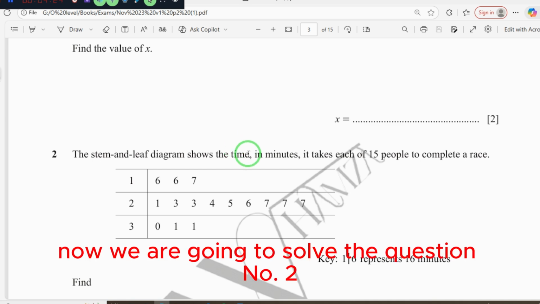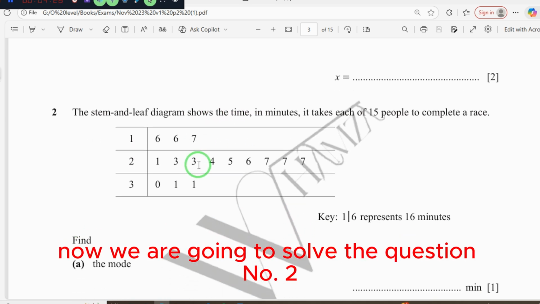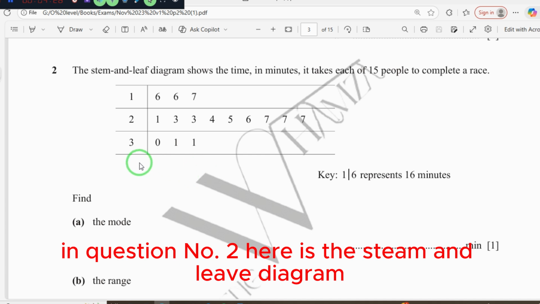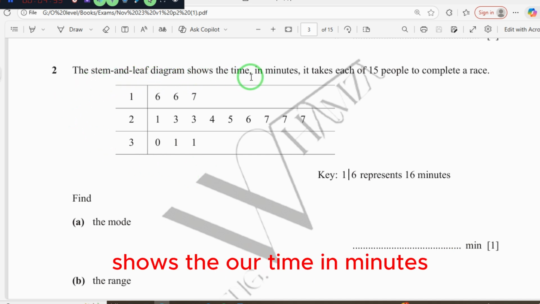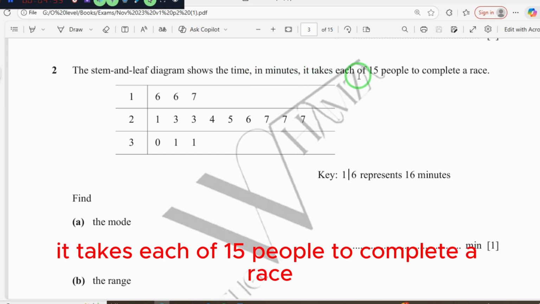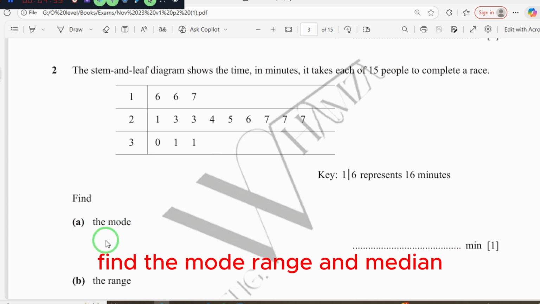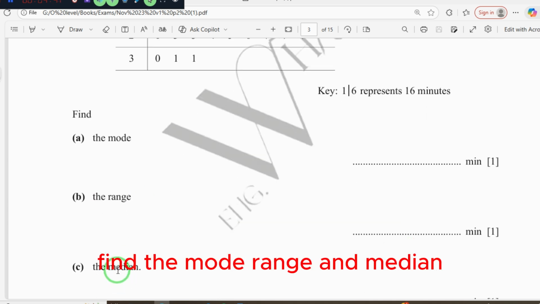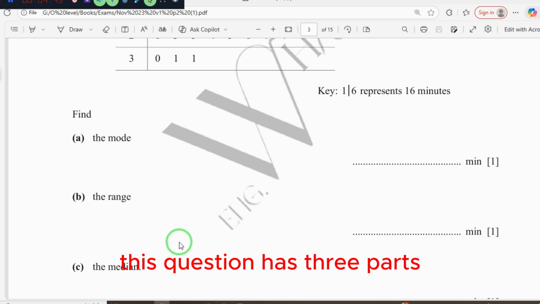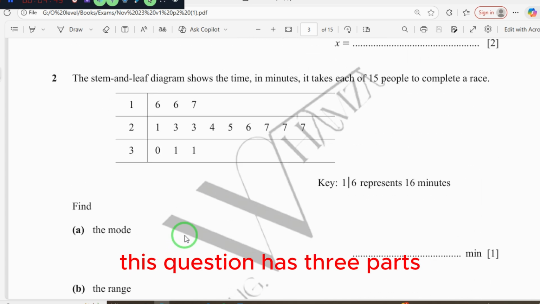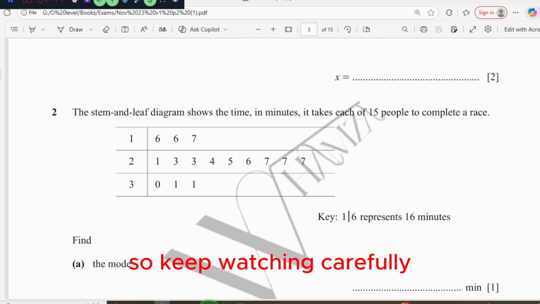Now we are going to solve question number 2. The stem and leaf diagram shows the time in minutes it takes each of 15 people to complete a race. Find the mode, range, and median. This question has 3 parts, so keep watching carefully.